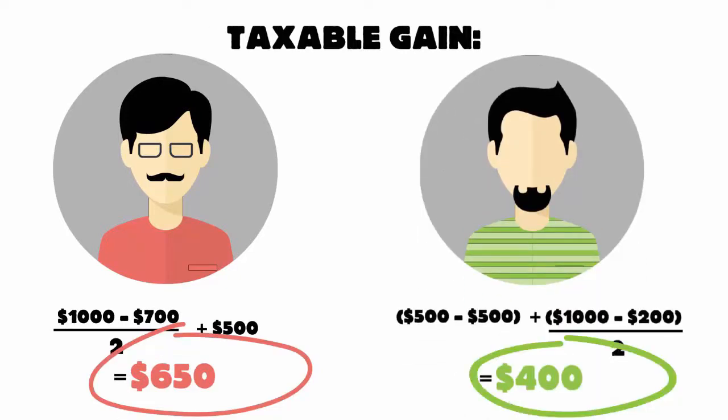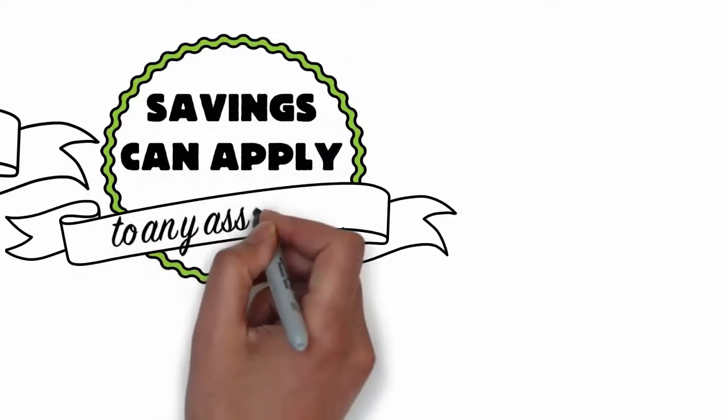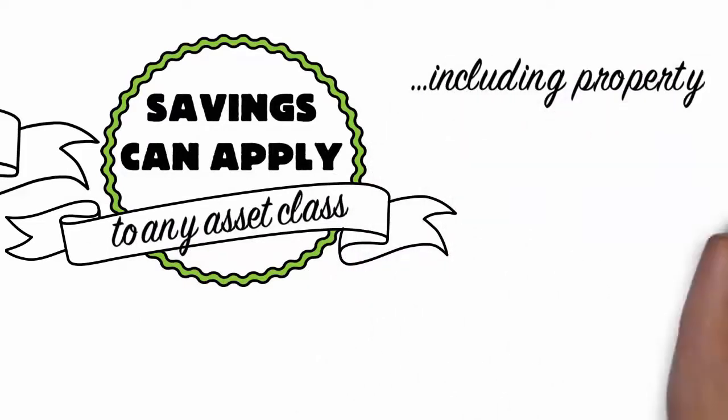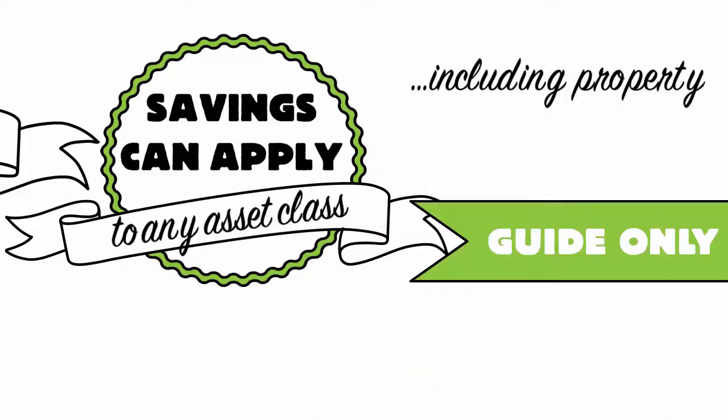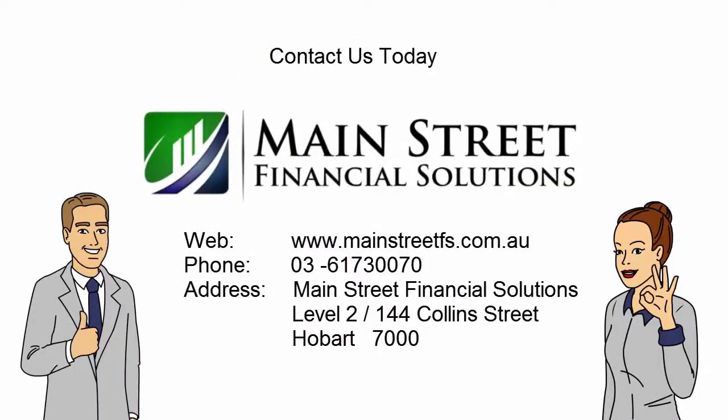If the size of the transaction is much larger, then the consequences of getting the maths right can be quite significant. These types of savings can apply to any asset class to which capital gains applies, including property. This information is provided as a guide only. Before acting on any decision with tax implications, you should seek advice from your tax advisor.